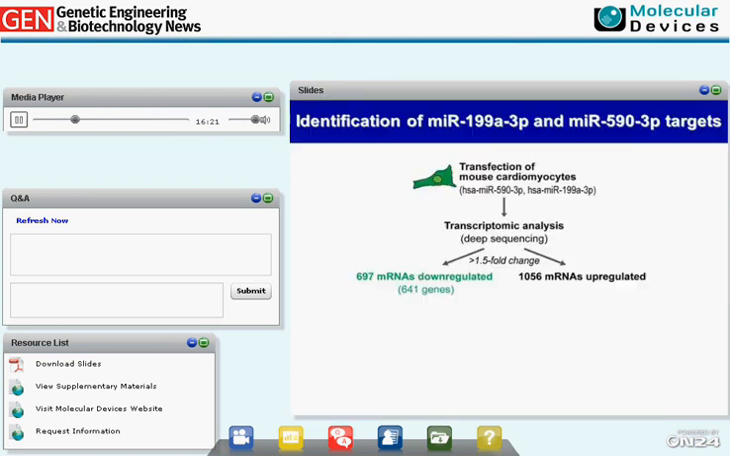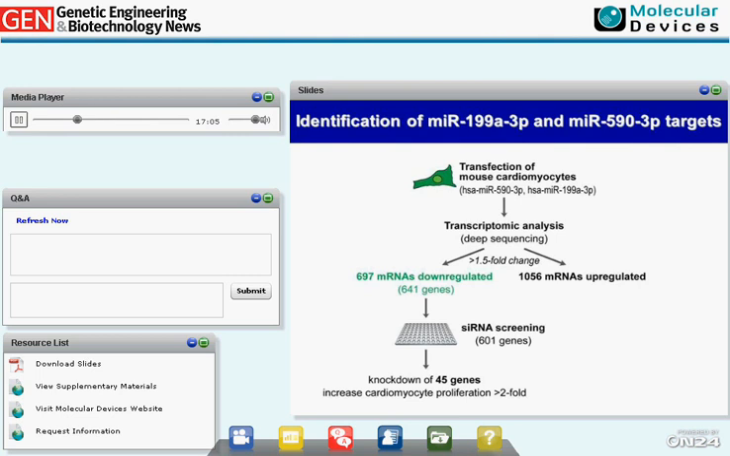To identify the relevant targets of these two microRNAs, we decided to take an experimental approach: overexpress these microRNAs in mouse cardiomyocytes and then do a transcriptomic analysis. The idea here is that the messengers that are downregulated in the presence of the microRNA are the likely targets of these microRNAs. By doing this, we identified about 700 messenger RNAs that were downregulated, which corresponded to 641 genes.